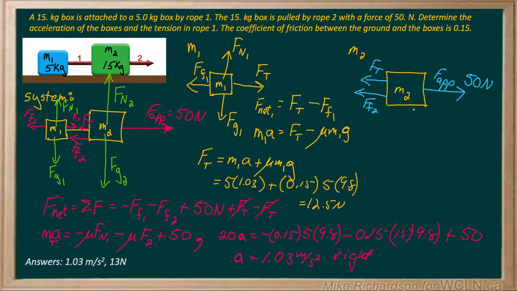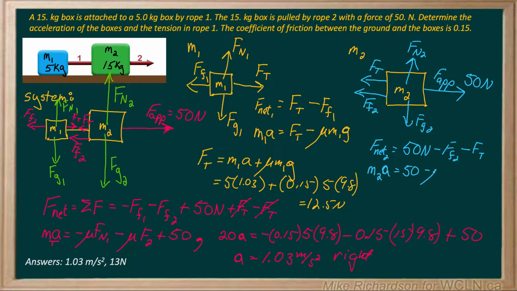Now, once again, we've got these vertical forces which cancel each other out, Fg2 and F normal 2. So Fg2 and F normal 2 cancel each other out vertically. There is no net force in the vertical. Let's focus on the horizontal once again. So I get F net for mass 2 is 50 newtons, which is positive, minus force of friction 2, minus force tension. Both those are opposing the motion. Now F net is always ma, in this case mass 2.